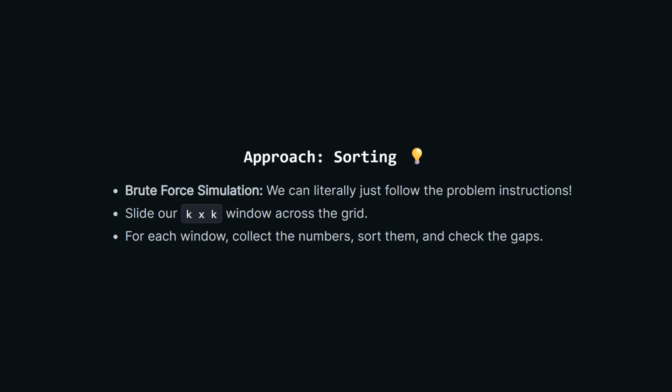The best way to tackle this is exactly how we did it in the example. We can literally just write code that simulates what the problem asks. We will create loops to slide our window across the grid. For every stop, we gather the numbers, sort them so the closest ones are side by side, and then scan through to find the smallest gap.